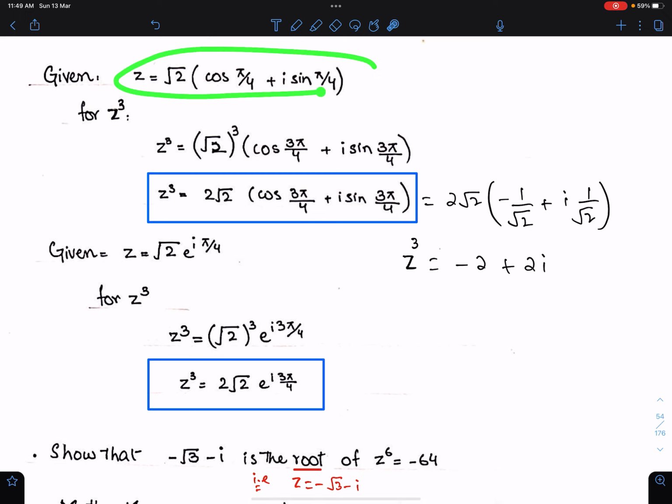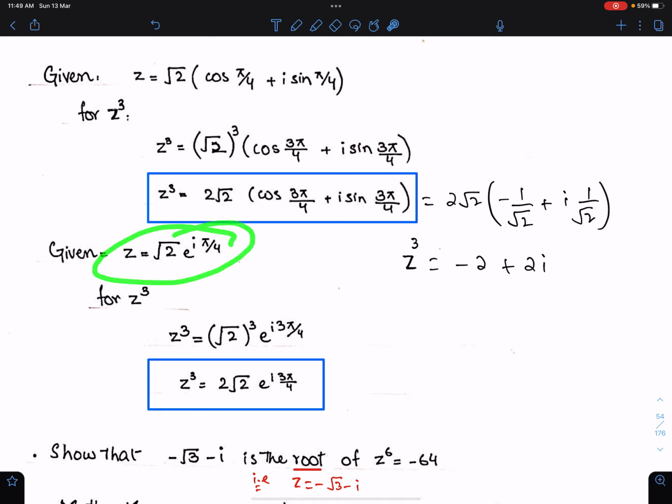If this is z, then for z cube, we need to cube this number and we need to multiply these two angles by 3. So z cube is under root 2 cube, cos 3 pi by 4 plus I sin 3 pi by 4. If you simplify this, then you will get the Cartesian form of z cube. We can also write z cube here. Z cube will become under root 2 cube and e power I times 3 pi by 4.